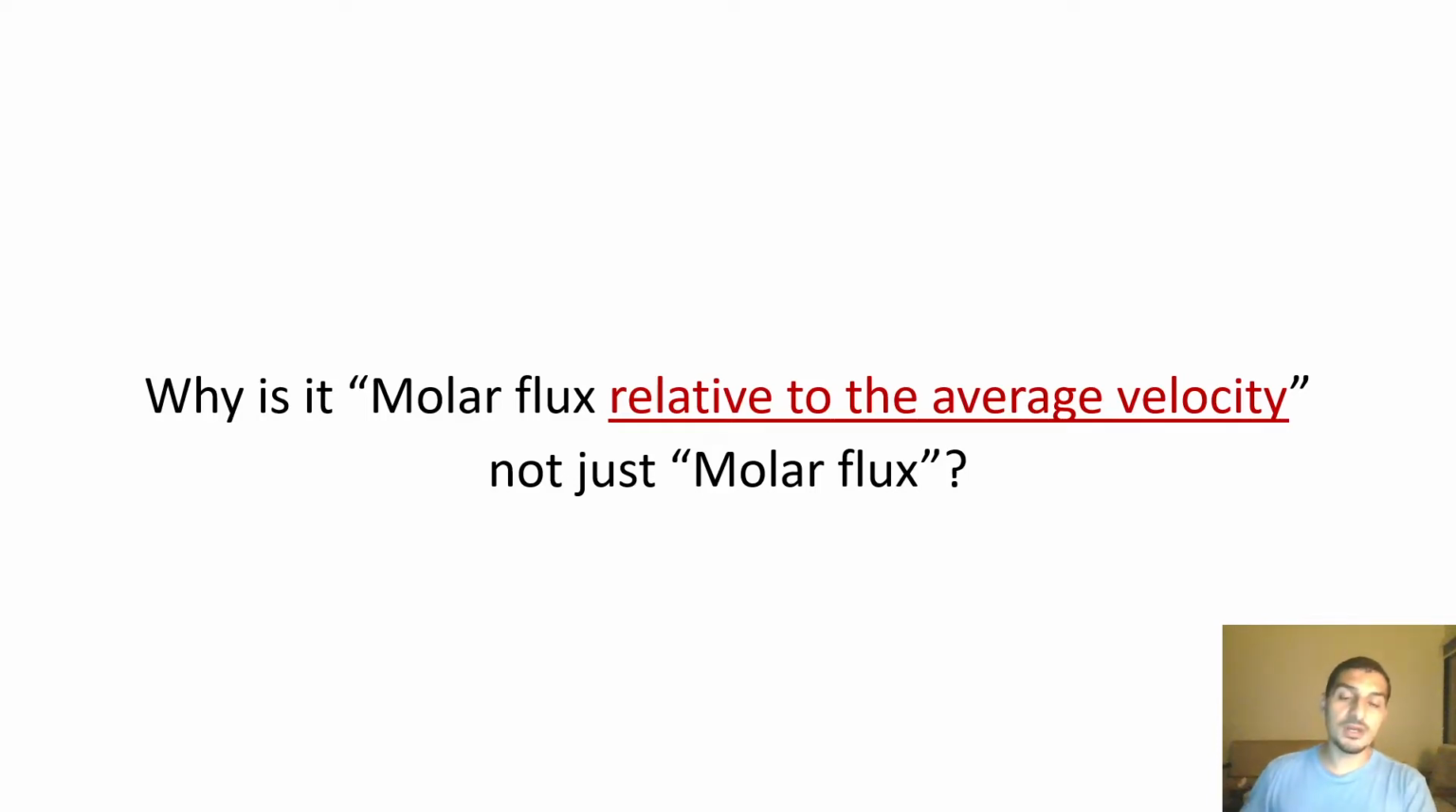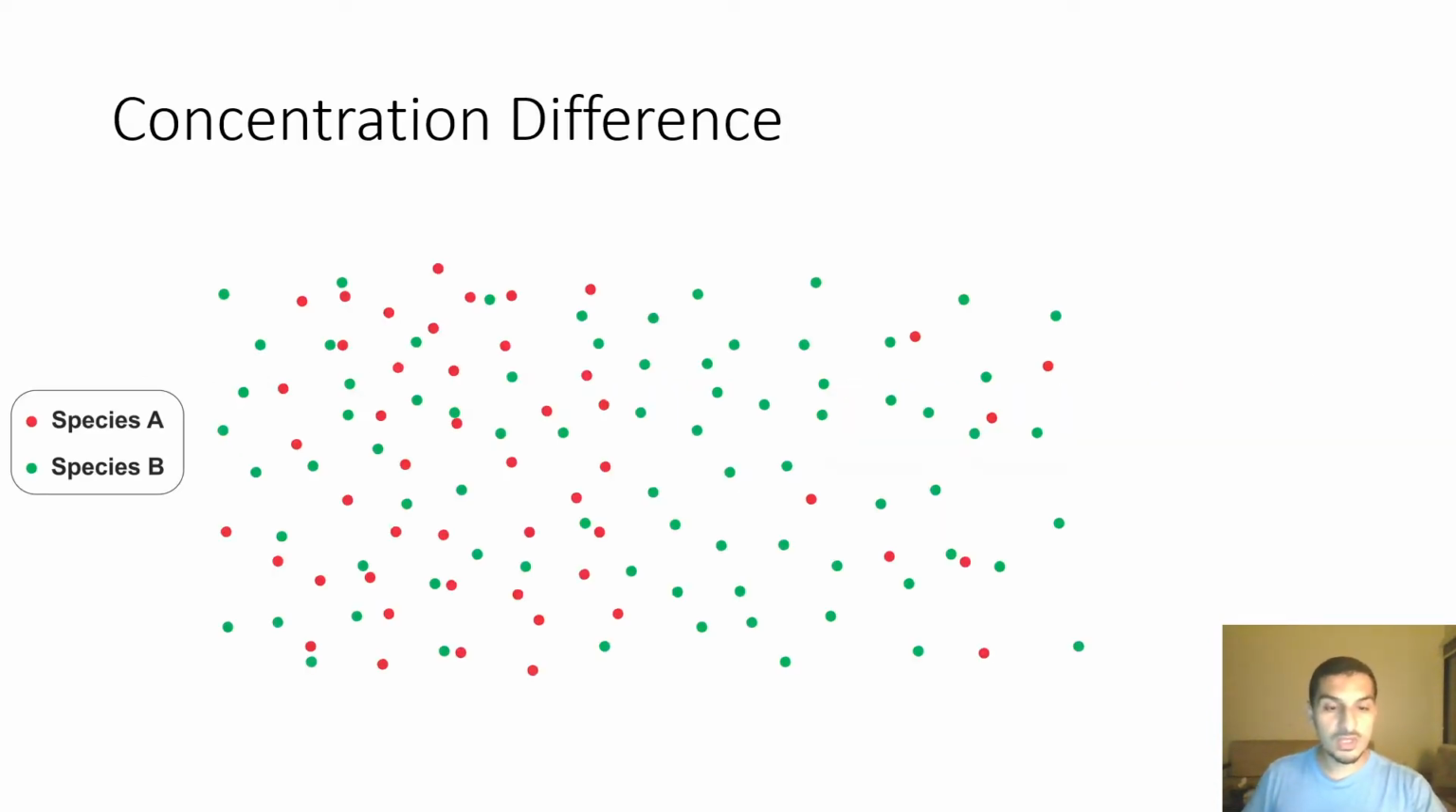Hello, everybody. We are still talking about Fick's law and the molar flux, and we want to find an answer to this question: why is Fick's law used to calculate the molar flux relative to the average flux or the average velocity, and not only the absolute molar flux? To answer this question, we need to think more about the case of diffusion.